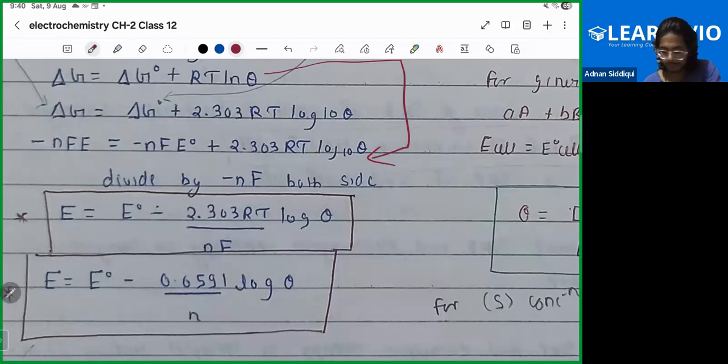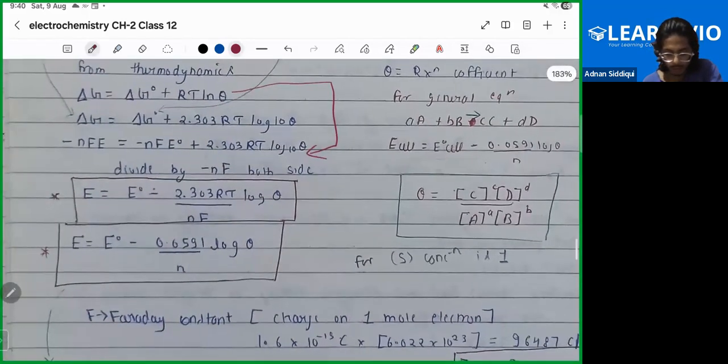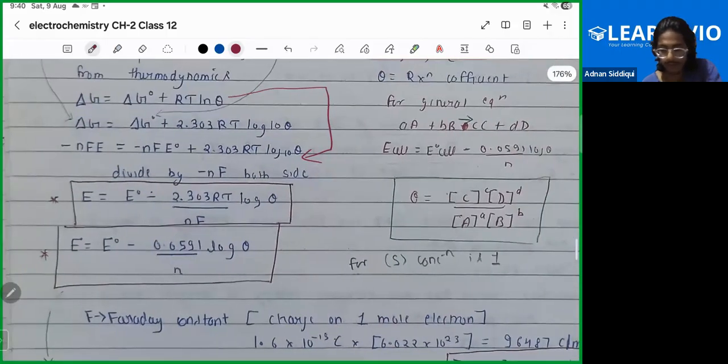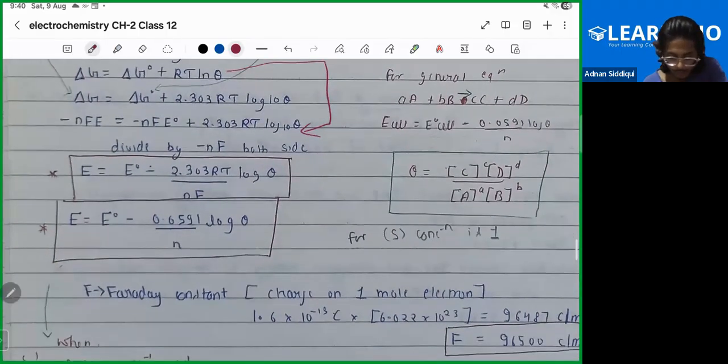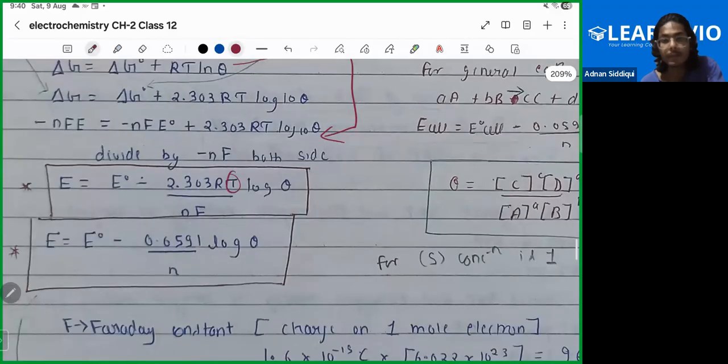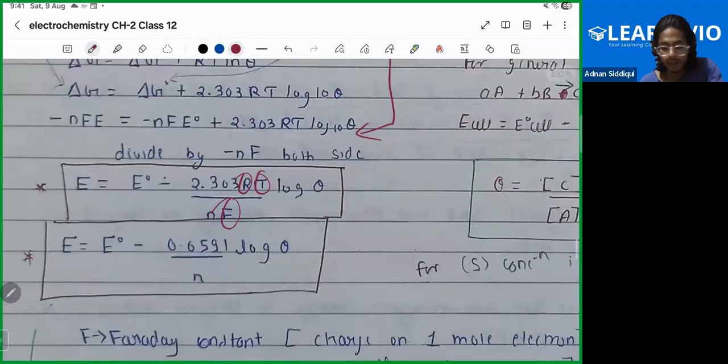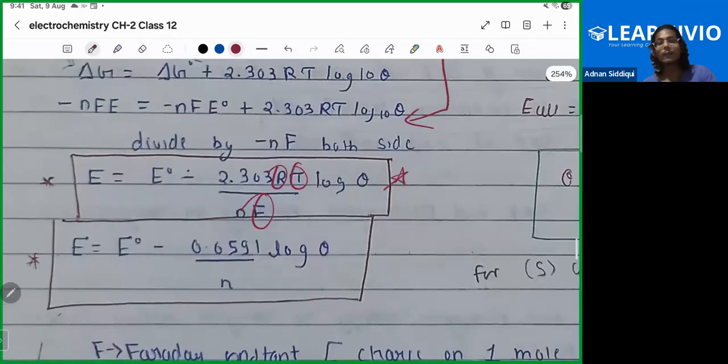But what if you are taking standard state? Suppose in this formula, the temperature is given, R is given, Faraday is given, right? This formula is valid when your conditions are not standard. Suppose they have given you a specific temperature, let it be 100 degrees Celsius, anything apart from the temperature which we consider standard, which is 298 Kelvin. Apart from this temperature, if they are giving you any question, you have to use this formula.